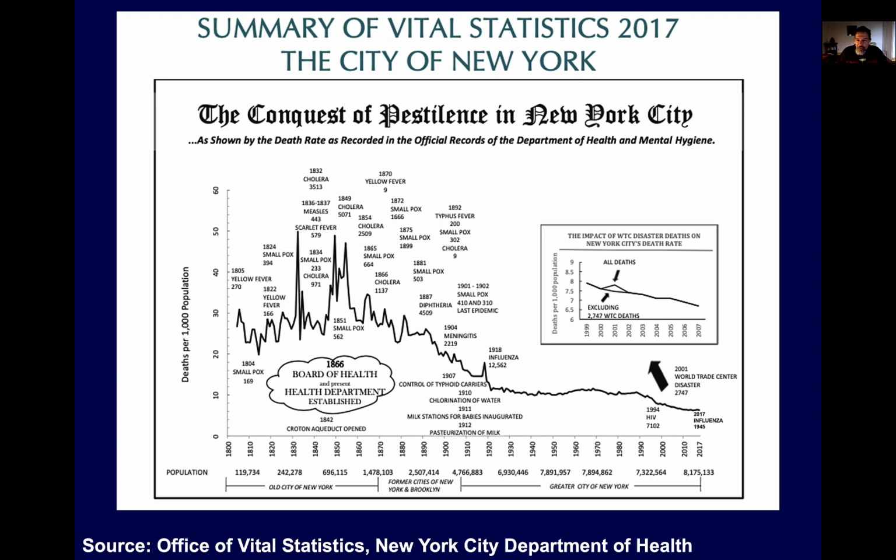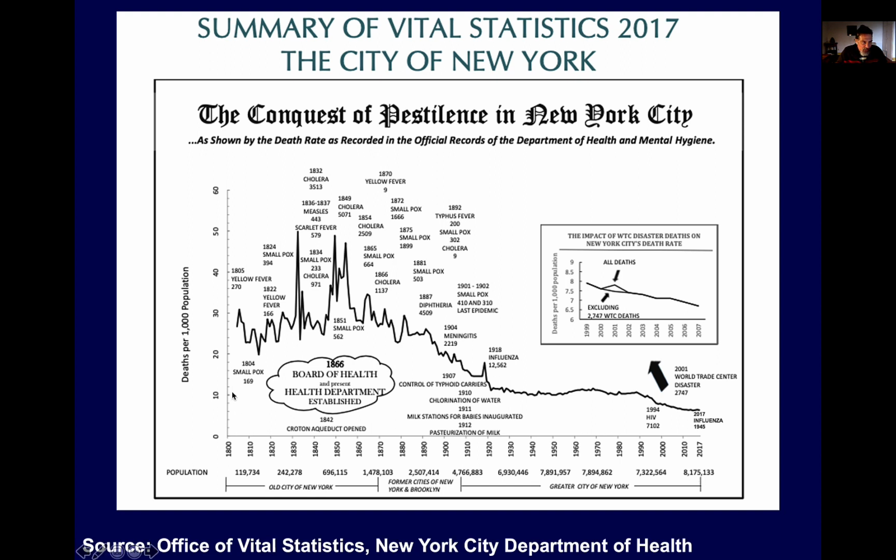It comes from the cover of the Summary of Vital Statistics report that the City Health Department puts out every year. As I mentioned, I really like this graph because it contains so much history and information about mortality in New York City. Going back to 1800, you can see that was a time when there were only about 120,000 people living in the old city of New York. But over time, you can see how the population of New York City increased and reached its ultimate total of more than 8 million people today.